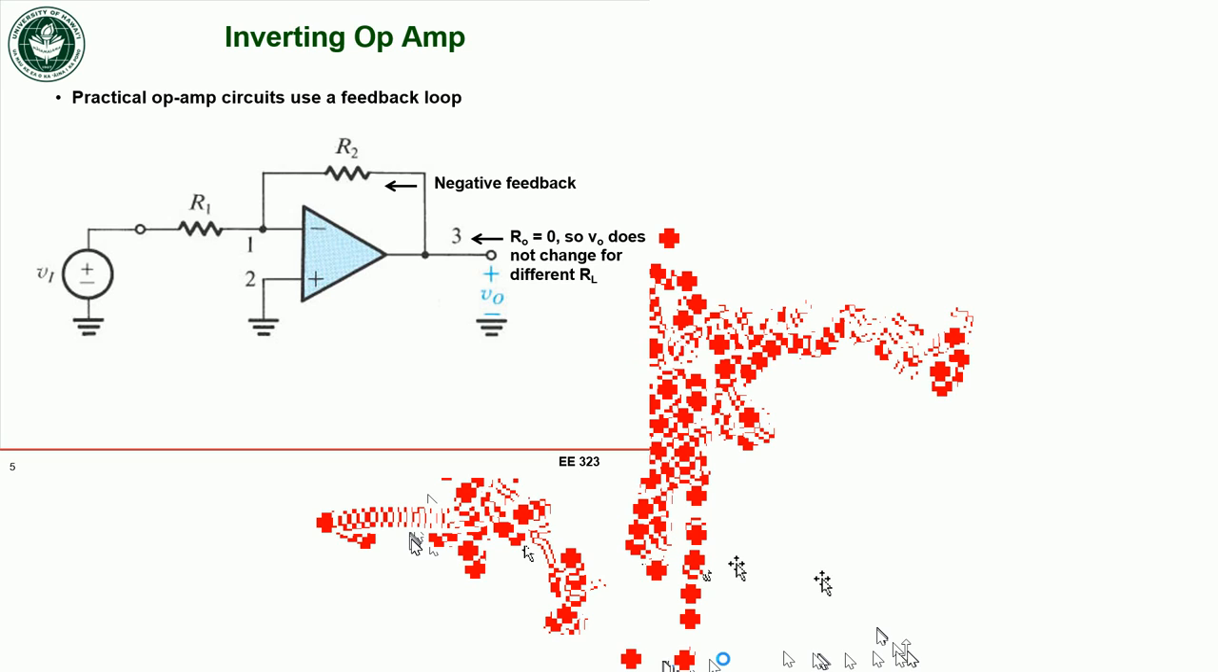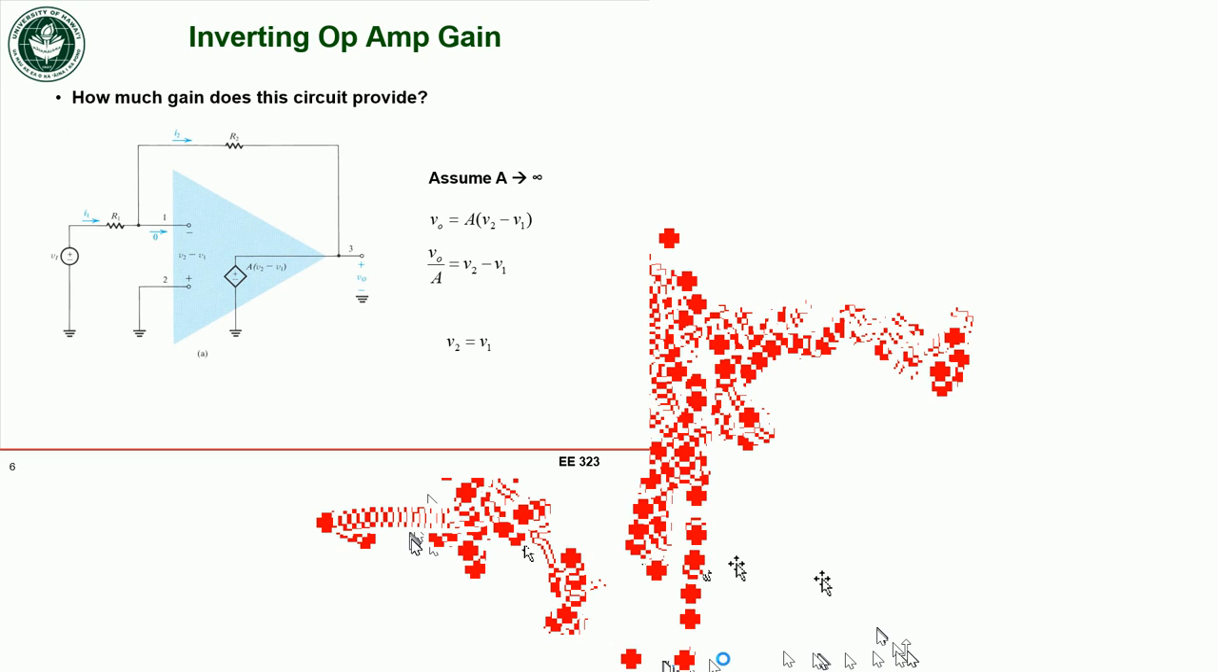And the other important point is that now I have this path between the output of my op amp at this point in the circuit going back towards the input. So this is providing a negative feedback loop. And what this loop does is it lowers the gain of my op amp. It's not infinite anymore, but it's making this circuit much more stable. Okay, so to refresh ourselves, let's look at the gain of the inverting op amp.